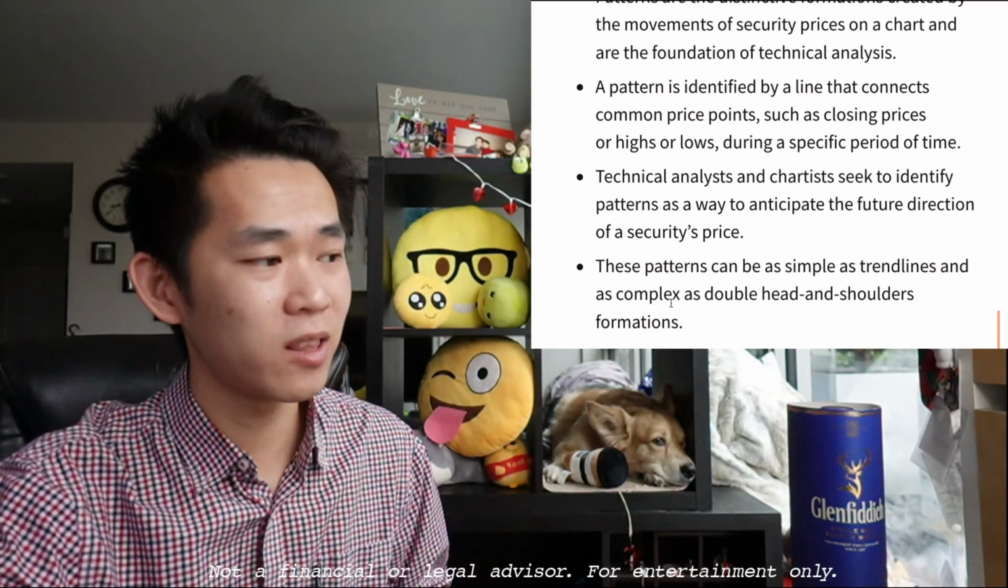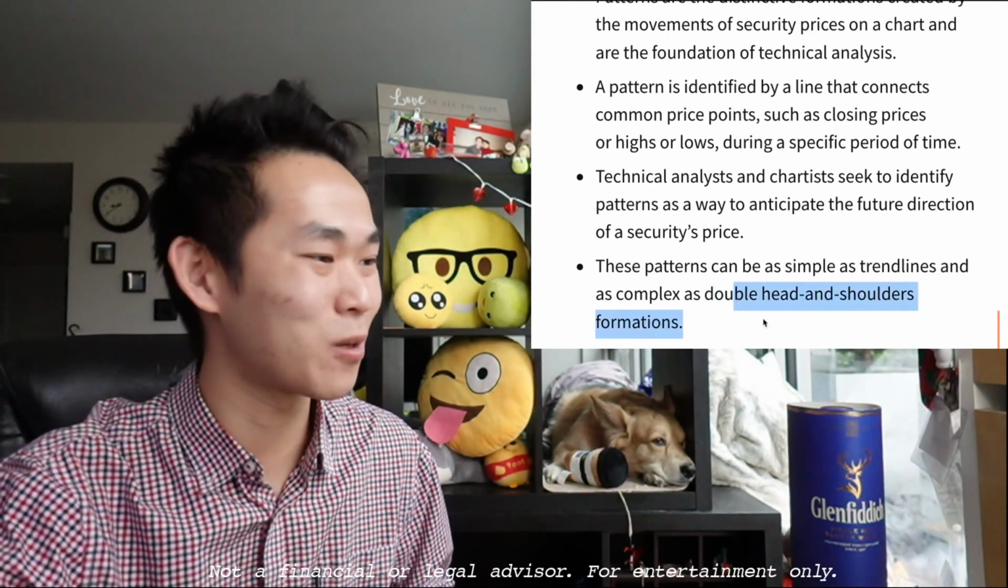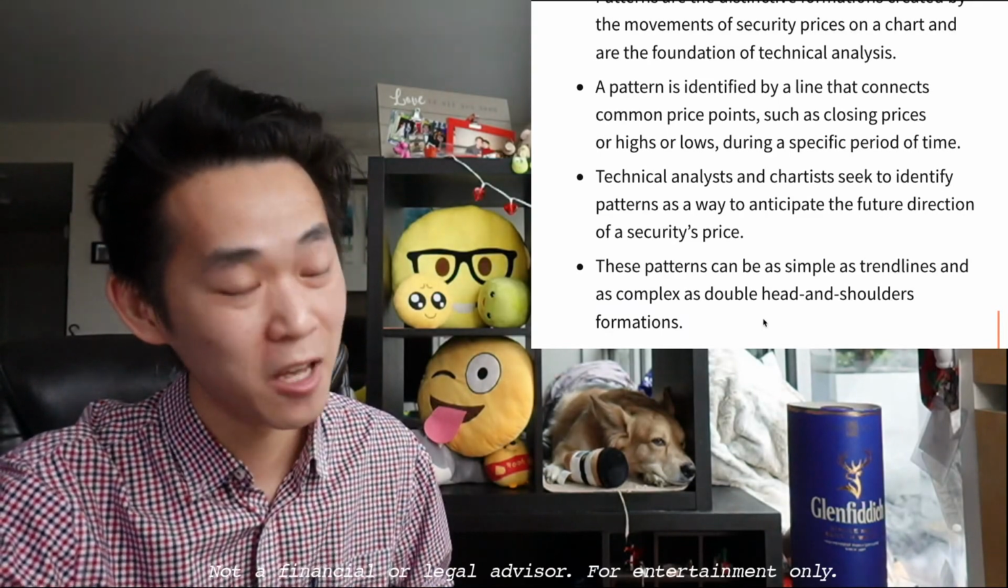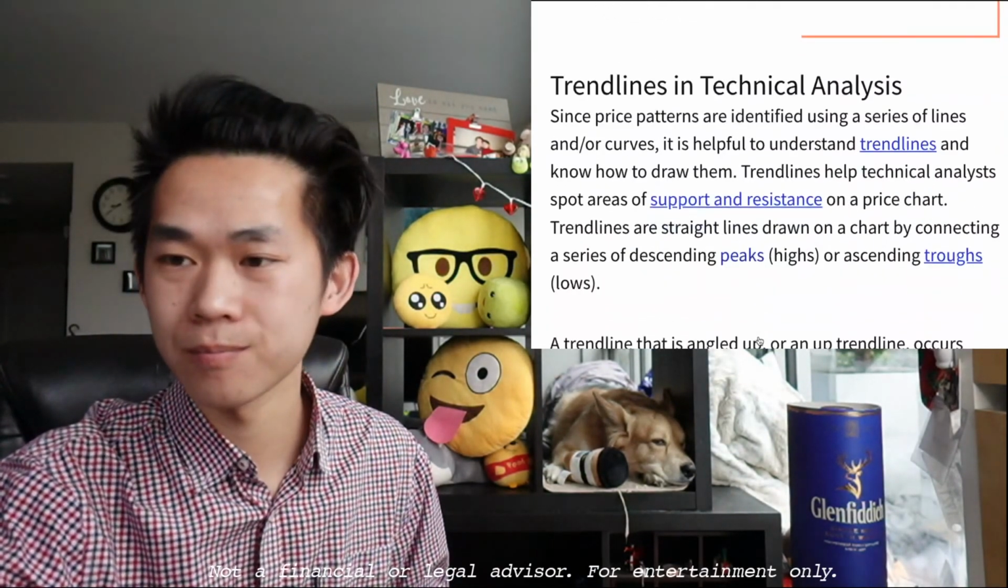They can be as simple as trend lines and as complex as double head and shoulders formations. Now, I'm not even sure if that's the most complex example they can have, but for sure, right? We're almost getting through this together right here.